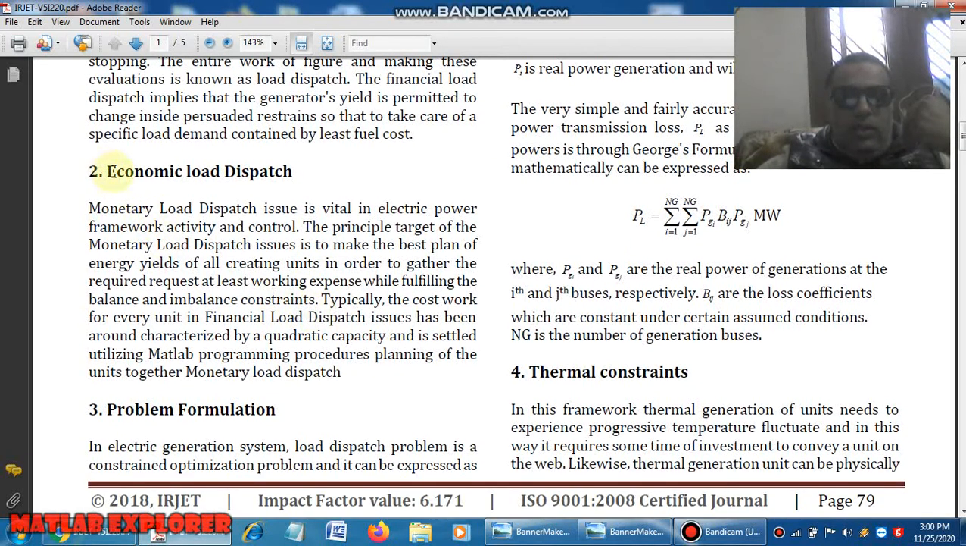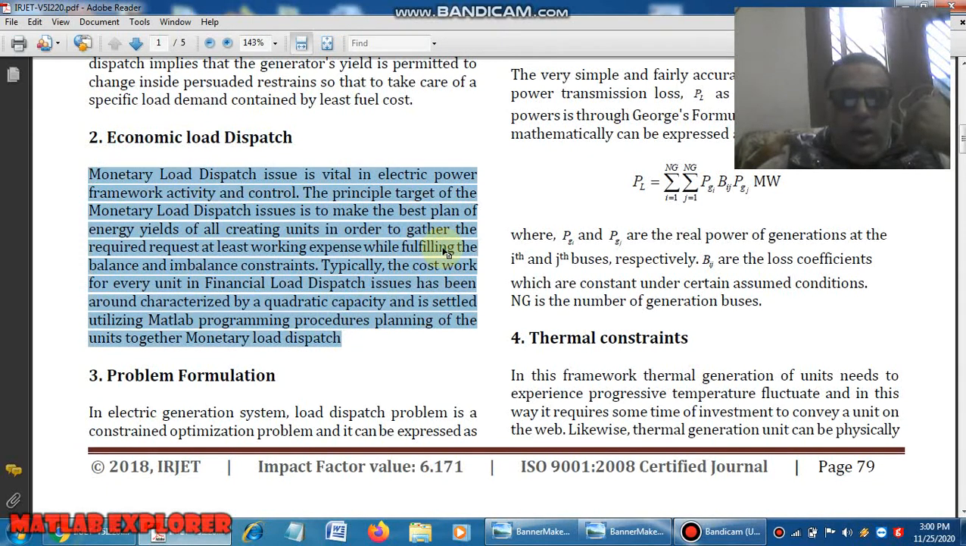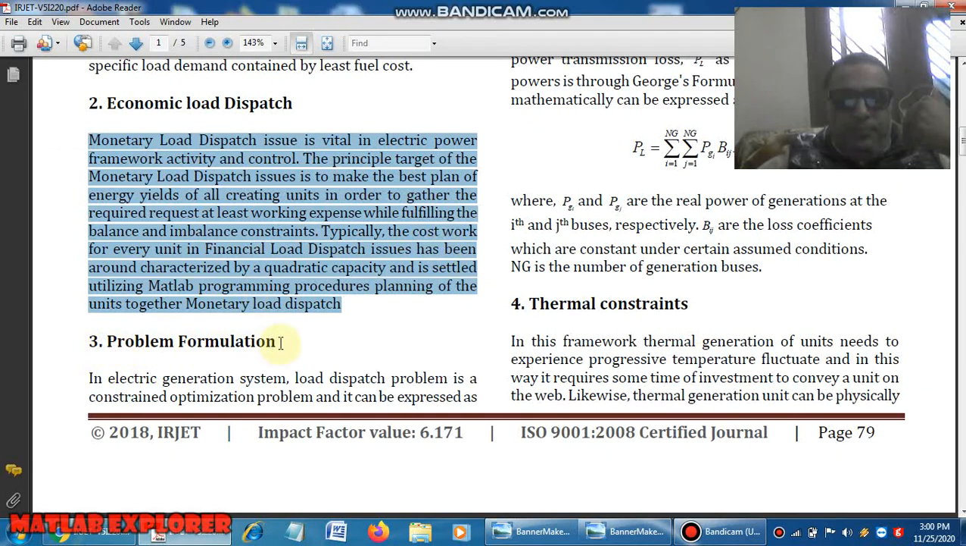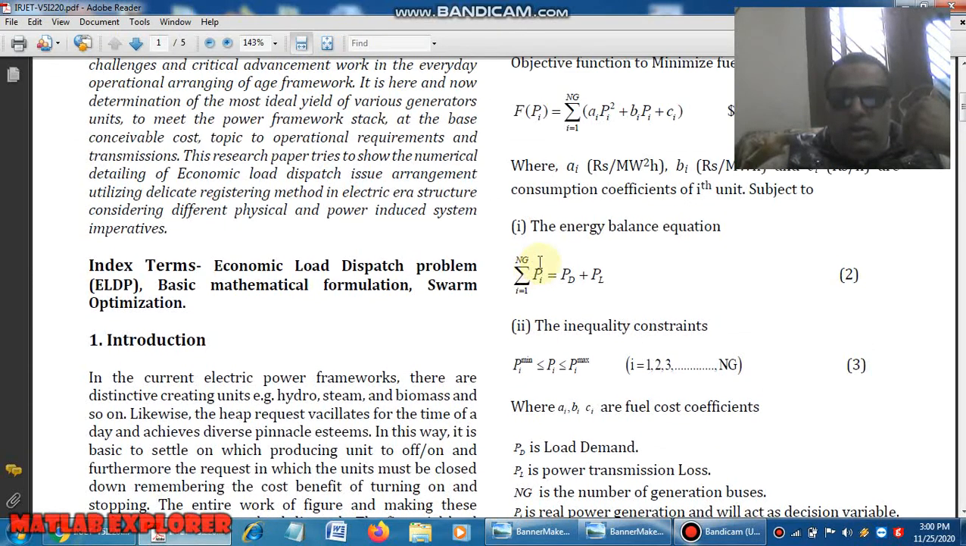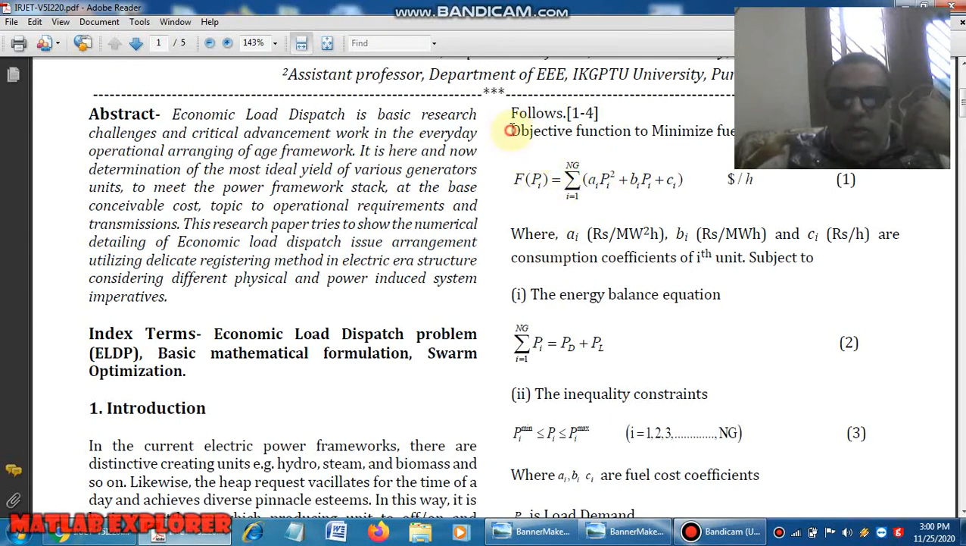Like this area is economic load dispatch. So you will give some introduction here about the area, and here you can write about the problem formulation, which may include mathematical equations like this one. You can define your objective function. Here the objective function is to minimize the fuel cost. So this is the mathematical presentation of the model which is going to be optimized, meaning to minimize the fuel cost of the generator.